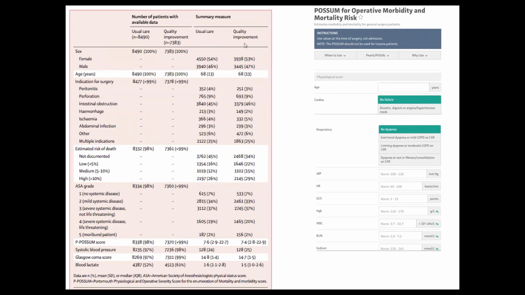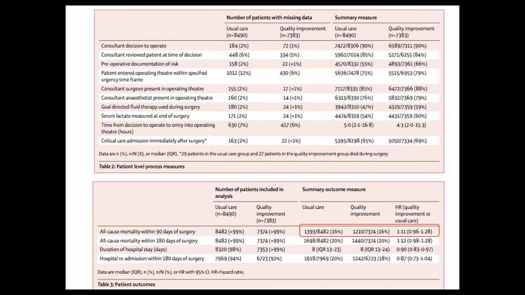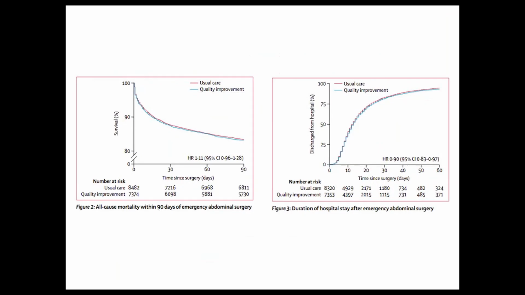And you can check out your own POSSUM score, whether or not you have underlying heart disease or lung disease and abnormal laboratory values. And the POSSUM scores in both groups were similar. So the patients in both groups were similarly sick. And what we see here is that there were no significant differences whatsoever. One thing is notable: the all-cause mortality in these two groups was 16% in both groups. And the expected mortality in patients as sick as these would have been 25%.